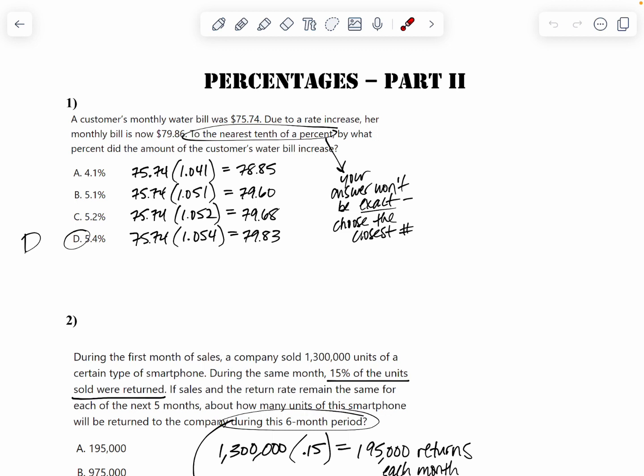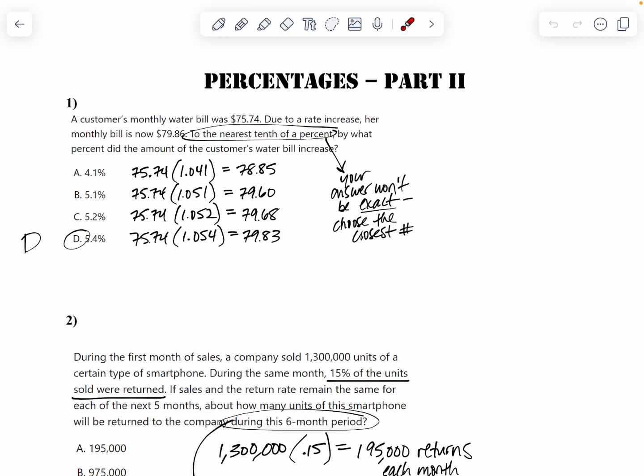And so that's why, remember, if we're doing a 4.1% increase, that means that you multiply by 1.041. So it's 100% plus the 4.1%. Go back and look at the percentages video part 1 if that part is confusing to you. But I just did process of elimination here. I took my original amount and multiplied by each of these percent increases. And for the percent increase, I multiplied by 1.041. This one 1.051. This one 1.052.